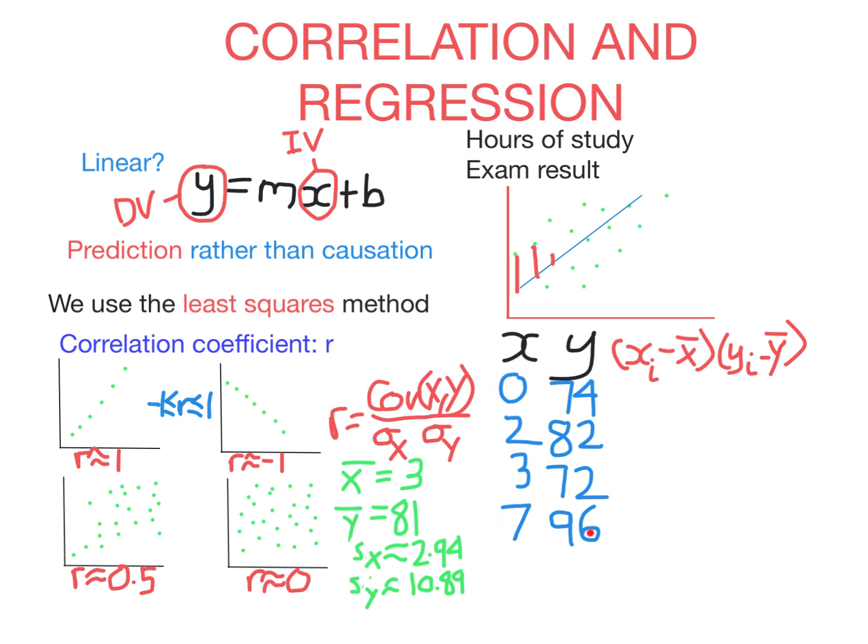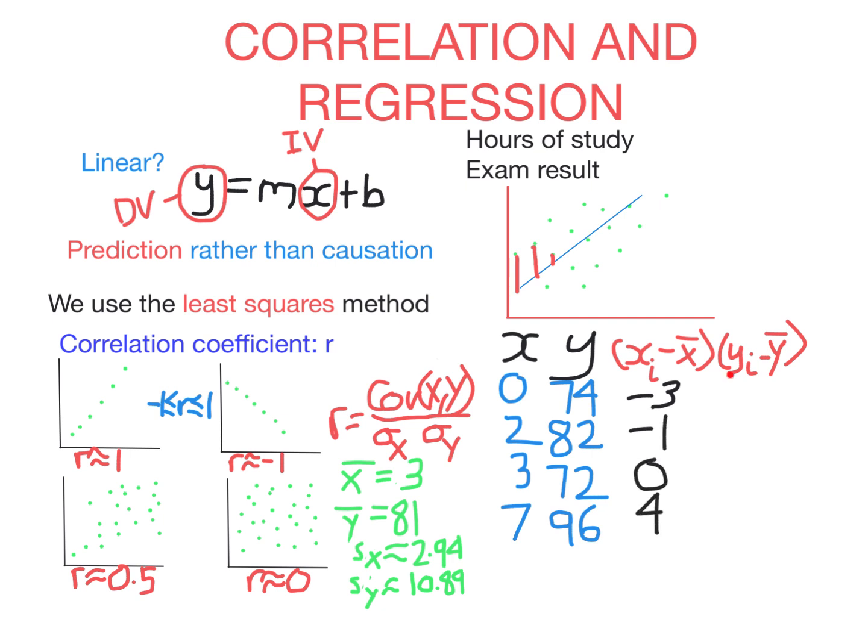So let's look at these values here. Let's say x is the hours of study and y the exam result. We'll start by calculating the covariance. We need a table like this, and what we do is we calculate the distance of each score from the mean. I already calculated the mean of the x values is 3. So the distance of 0 from 3 is -3. 0 minus 3, and then 2 minus 3, and then 3 minus 3, and 7 minus 3.